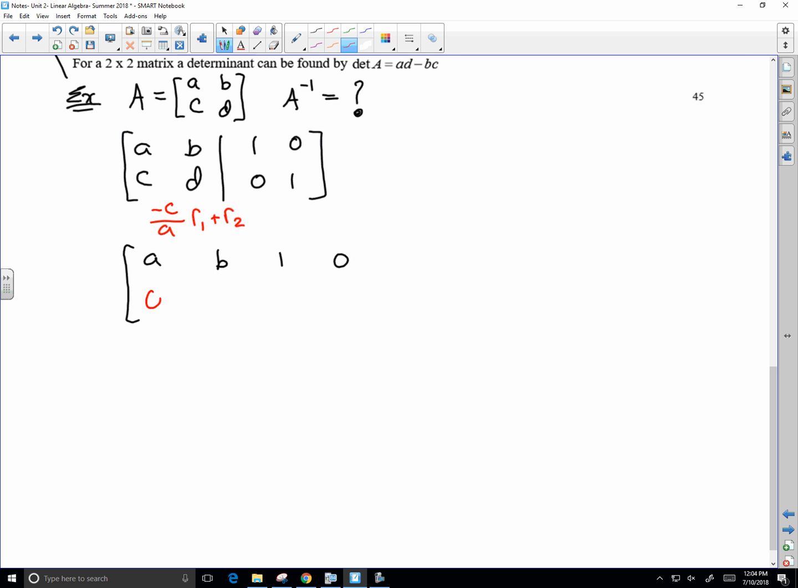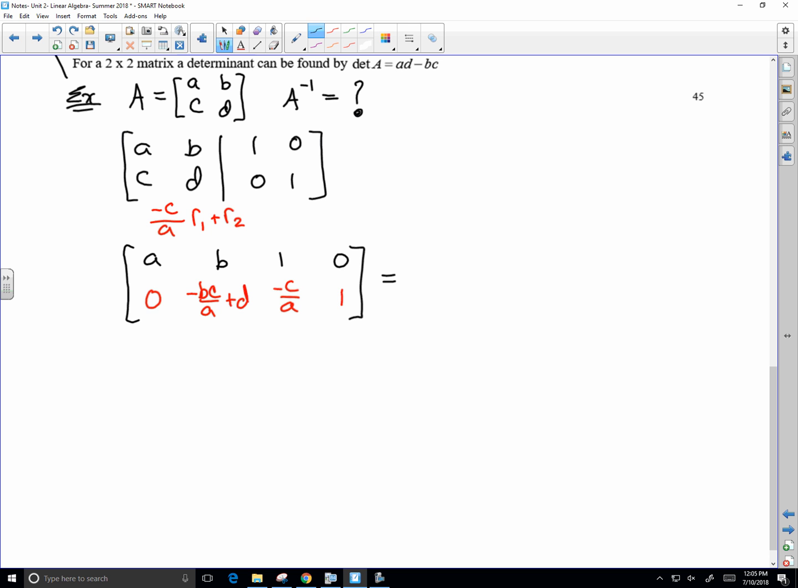So I'll have 0. I have the D that's already there, but I'm going to add to that negative BC over A. So negative BC over A plus the D that's already there. Then I'm taking the negative C over A, multiplying it by 1 and adding it to 0. So negative C over A. And then I'll get a 1 as a result for the last one, because anything times 0 is 0, plus 1 is 1.